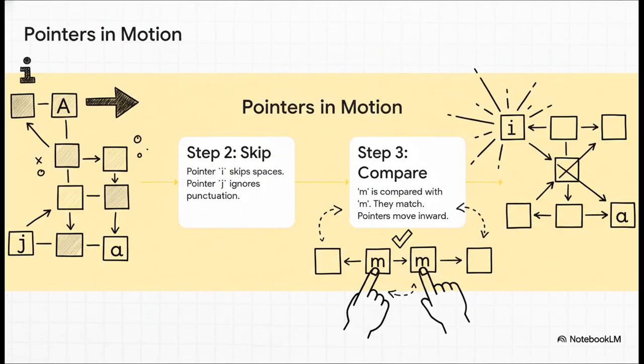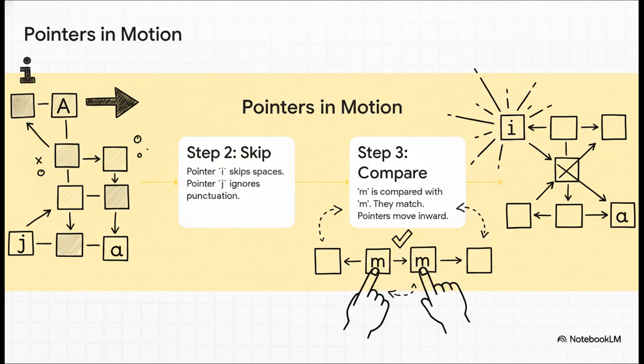Okay, so here it is in motion. We set up two pointers, one at the very beginning of the string and one at the very end. First things first, we skip any junk. The left pointer hits a space, move it. The right pointer hits a colon, move it. Once they both land on a letter, we compare them. A and A, they match. Because we ignore case, great. Now, we move both pointers one step inward and do it all over again.